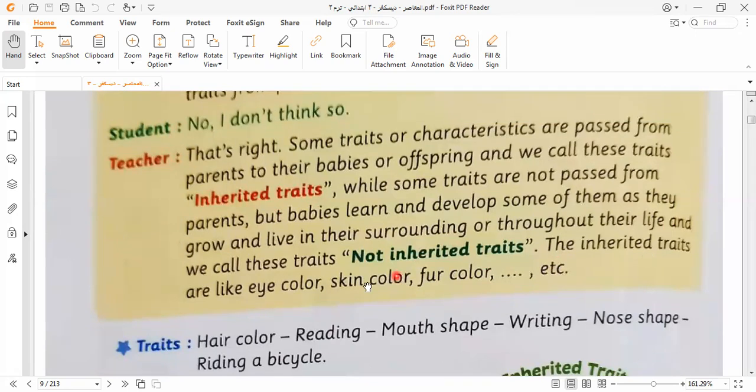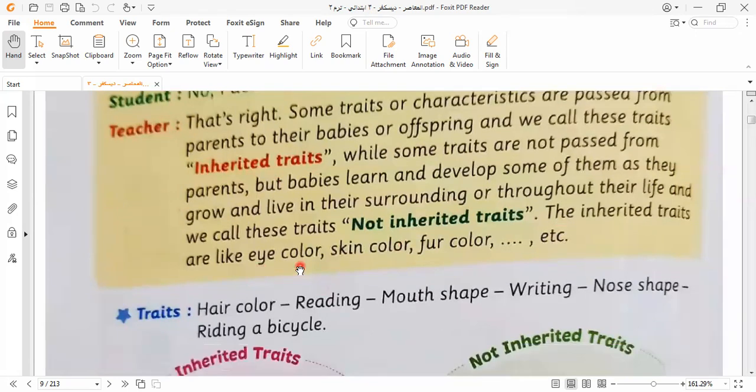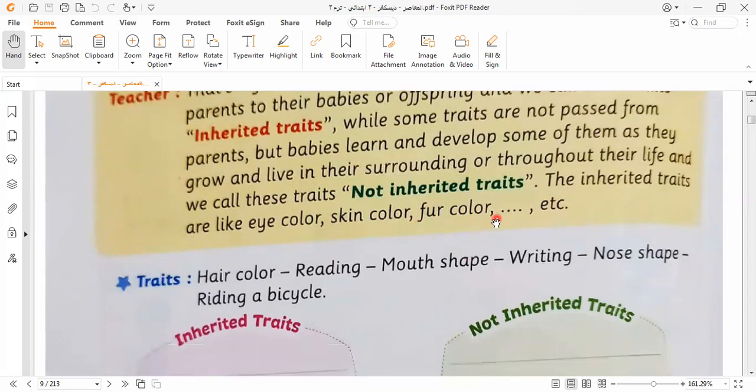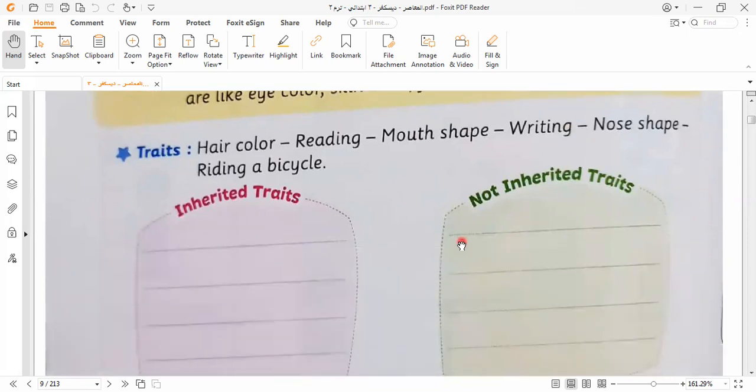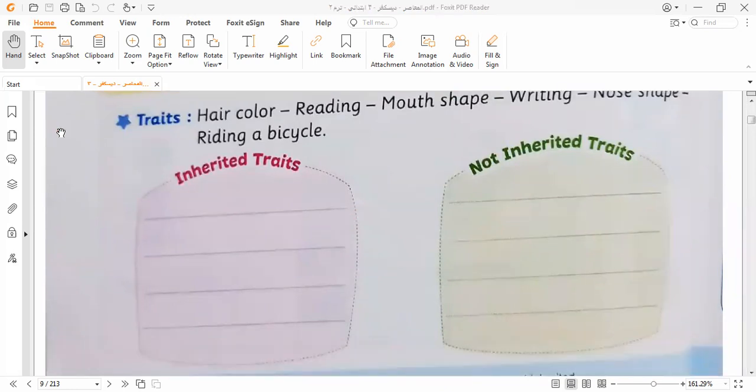The inherited traits are like eye color, blue, brown, green, anything. So this is called eye color. Skin color, black or white, and so on. Hair color, and so on. Okay, we have some inherited traits and not inherited traits. Think with me, you can't see the text, but make up your mind which is inherited and which is not. Now we know the meaning of inherited and not inherited. Let's do this exercise together.